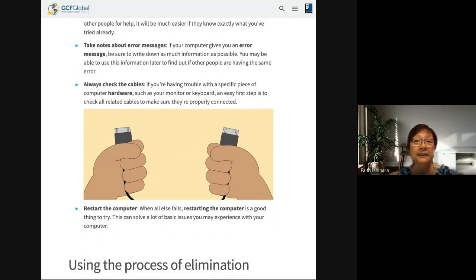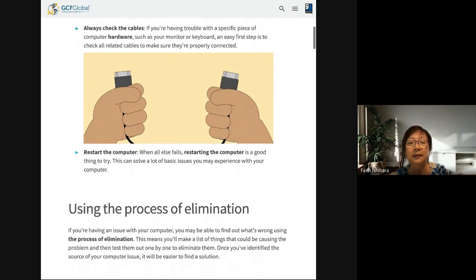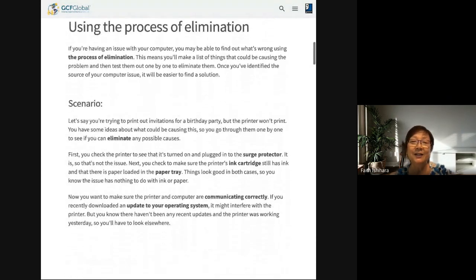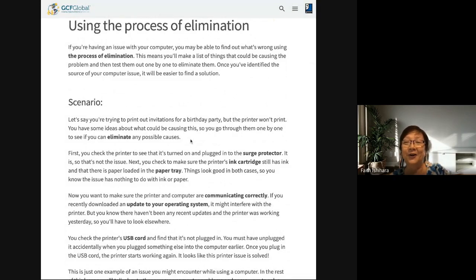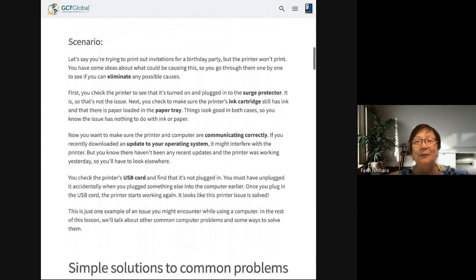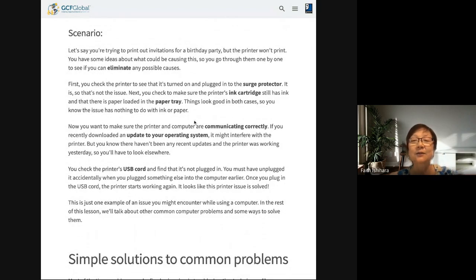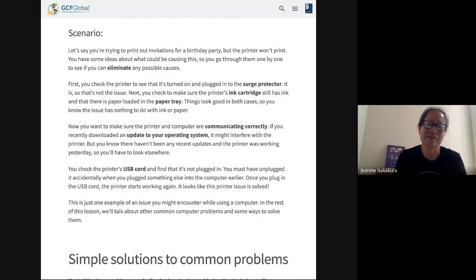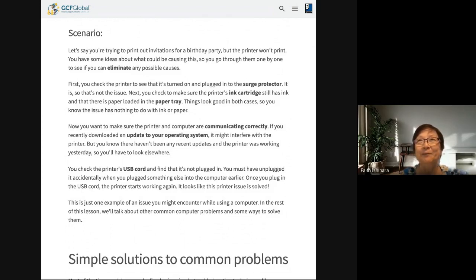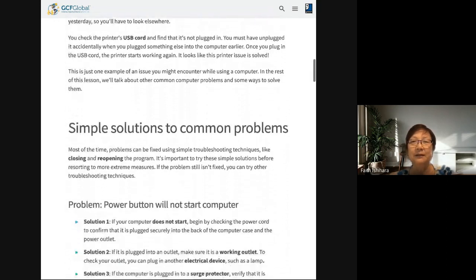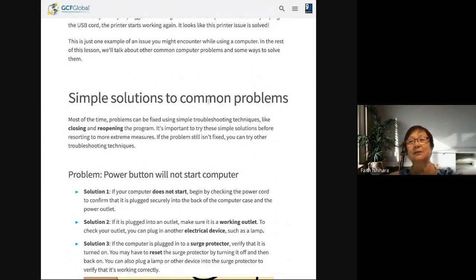And make note of error messages that you see, because those are helpful. And a process of elimination. So here's a scenario where the printer doesn't work. Talking about full circle back to the beginning, that question that Janine asked. And there's check the cords, like people said. Just going through, just like little Ruby did, just go through that series of steps, keeping track of what you did and didn't do, and coming up with simple solutions to common problems. So we hope these articles are helpful to you.